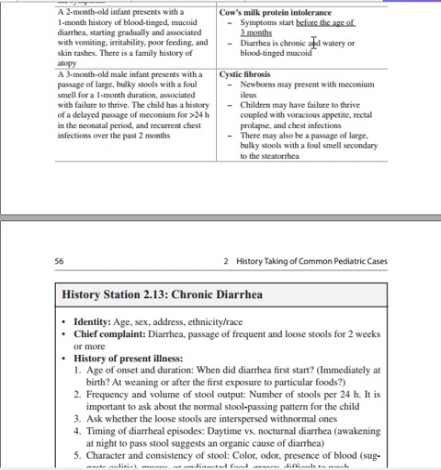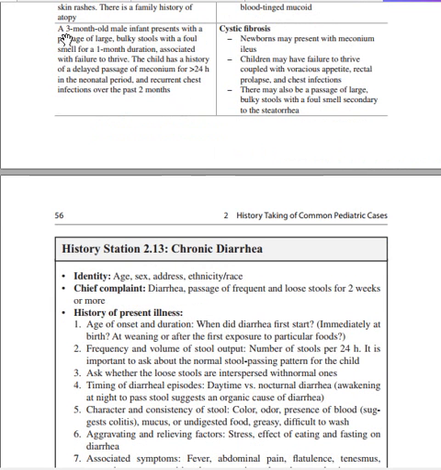Diarrhea is chronic, watery, with blood-tinged mucoid. The next one is a 3-month-old male infant presenting with passage of large bulky stools with a foul smell, associated with failure to thrive. I've told you that every time you have this with failure to thrive, you think of a congenital abnormality or genetic disease. The child has a history of delayed passage of meconium for more than 24 hours.